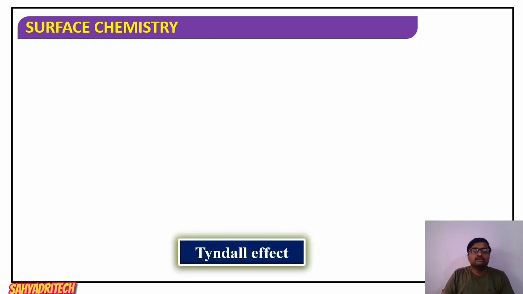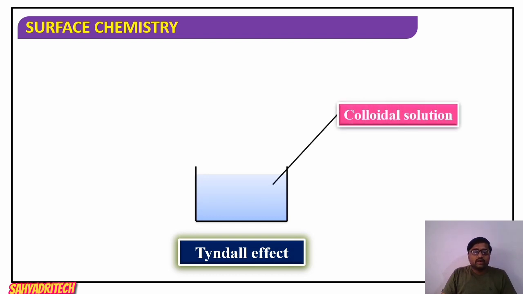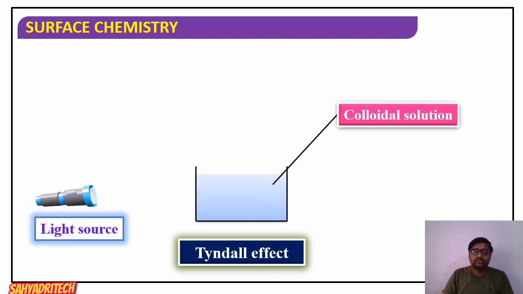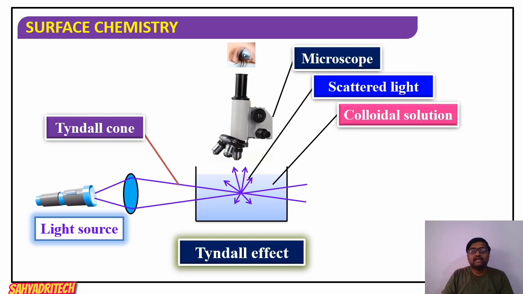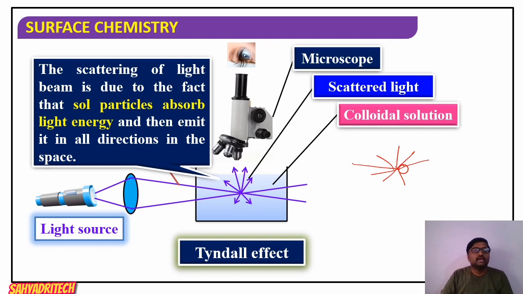Here we have taken colloidal solutions with the help of a light source. Whenever light is allowed to pass through the colloidal solutions, what we observe is scattering of light. Whenever light hits the colloidal particle, part of the light is absorbed and the remainder is scattered in all directions. So the scattering of the light beam is due to the fact that sol particles absorb light energy and then emit it in all directions in space.